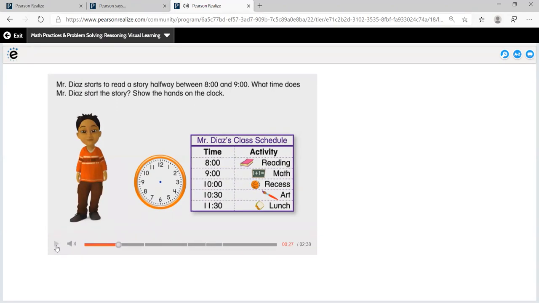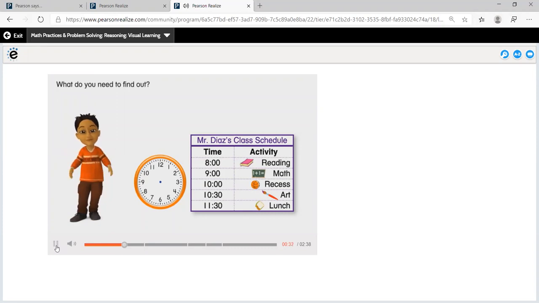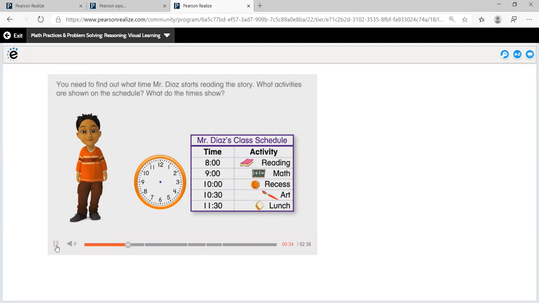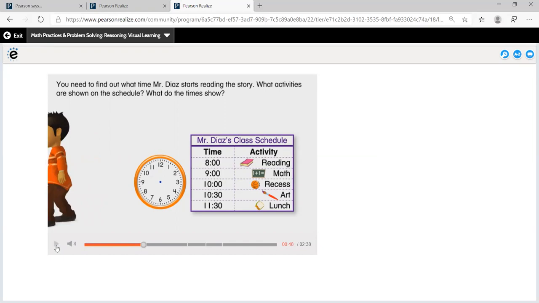Mr. Diaz starts to read a story halfway between 8 o'clock and 9 o'clock. What time does Mr. Diaz start the story? Show the hands on the clock. What do we need to find out? What did the problem ask us to solve? We need to find out what time Mr. Diaz starts reading the story.